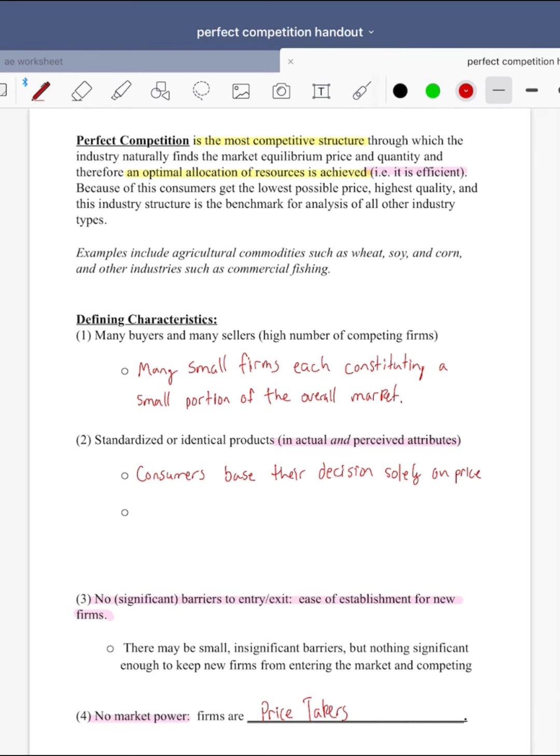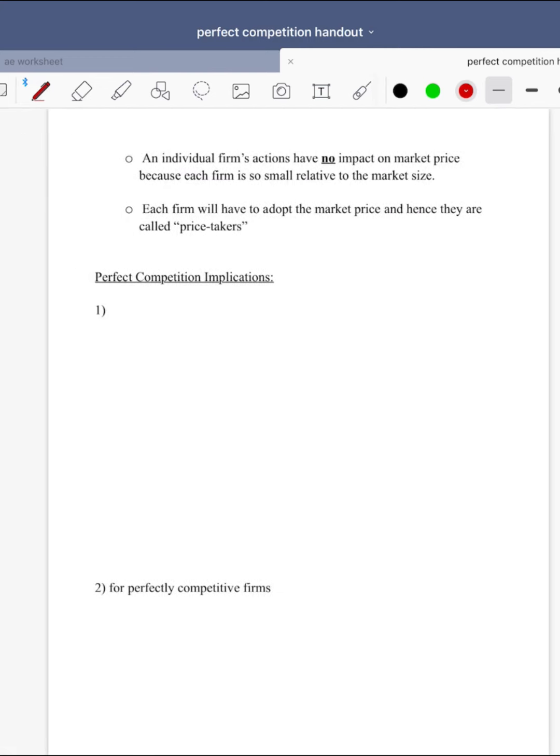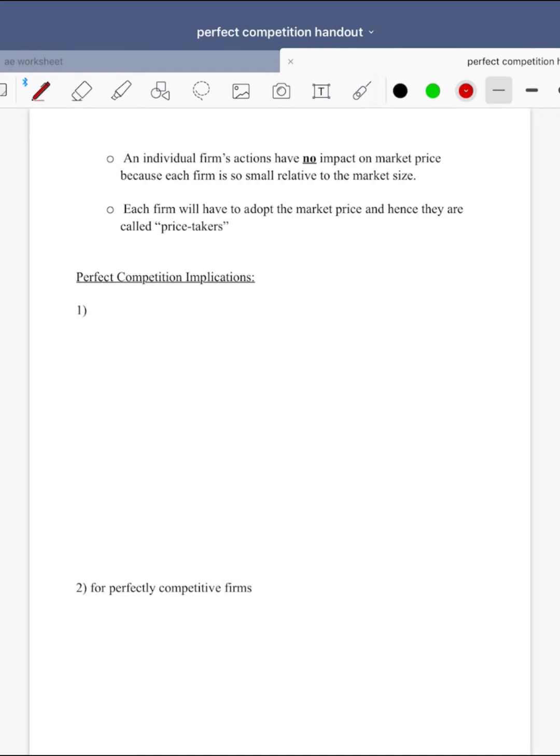And then also, typically we would say that agriculture would be a perfectly competitive industry, but for this reason, the barriers to entry, that's one of the main reasons why agriculture is kind of moving away from a perfectly competitive market, due to the increase in equipment costs and land costs.